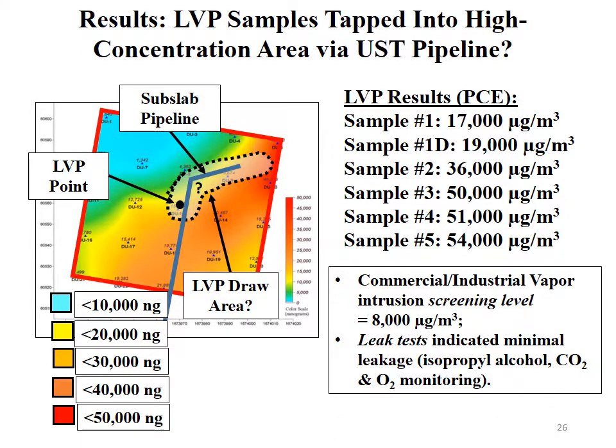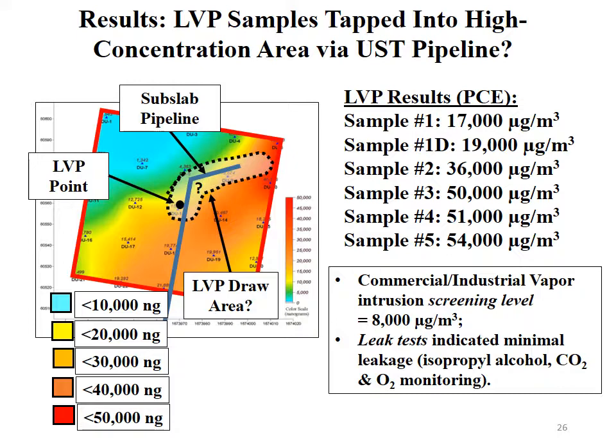Well, here's the results. So we hooked up a series of 5 Summa canisters to the purge. We ran a series of 5 7,000 liter purges. And you can see on the right the results of the PCE. So the first sample came back 17,000 micrograms per cubic meter. We ran duplicates during the first purge. The second sample, 19,000 micrograms per cubic meter. This is probably getting within the range of laboratory error versus variability in the field.